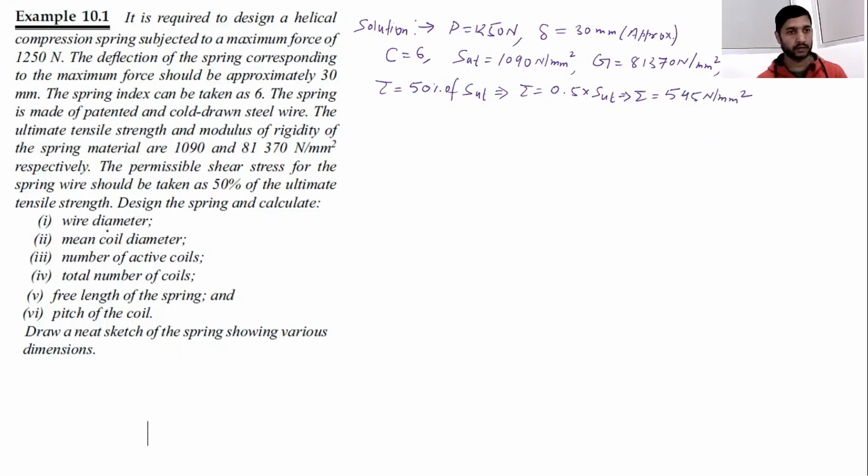Now calculate. First is the spring wire diameter, that is the coil diameter, small d. Mean coil diameter, that is capital D, and number of active coils, that is capital N. Total number of coils, that is NT. Free length of the spring, and pitch of the coil. So there are 6 terms which we need to find out in this question. One by one we will calculate all these terms. Let us start with the first, that is wire diameter.